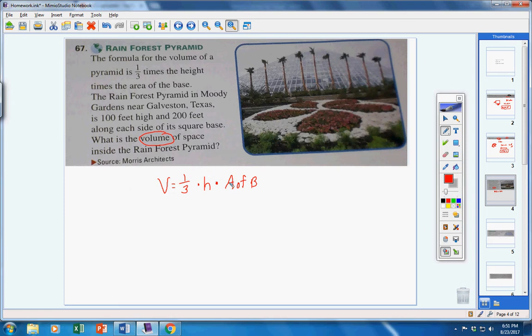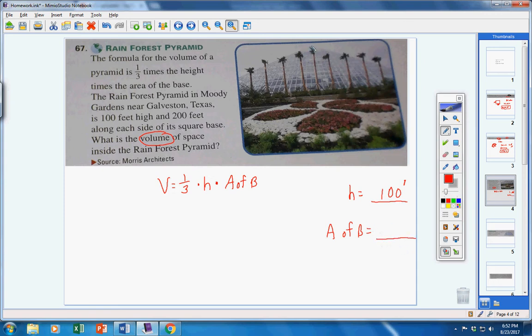They gave us the formula. We only have to find two things. We have to find the height of the pyramid, and we have to find the area of the base. Well, they give us the height right here. It's 100 feet high. So I'm halfway done. Now, the area of the base.